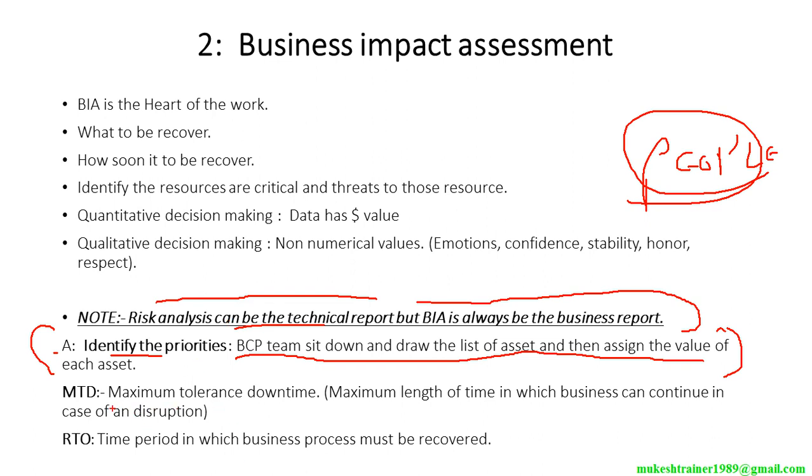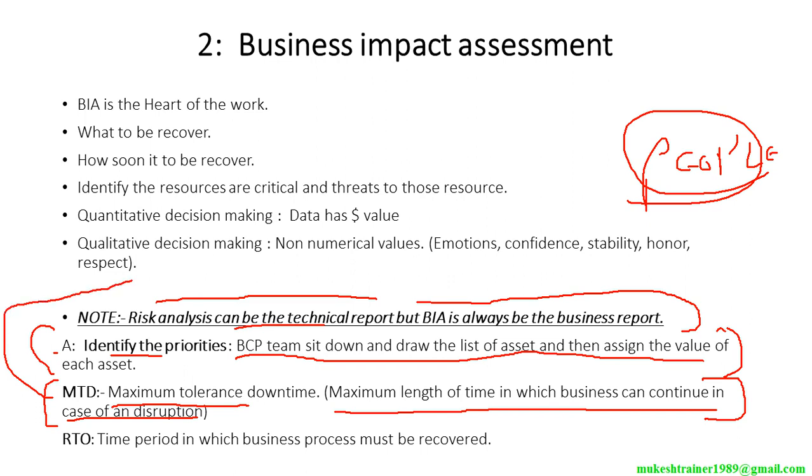MTD, maximum tolerable downtime, is the maximum length of time for which the business can continue in case of disruption. For example, a disaster recovery situation, or a fire, or a virus or a hacker puts your entire system down. What maximum tolerable downtime do you set, like after 5 hours or after 24 hours you want your systems to be up again? There should be a maximum tolerable downtime so it does not affect your business. So you should have a proper plan for it.